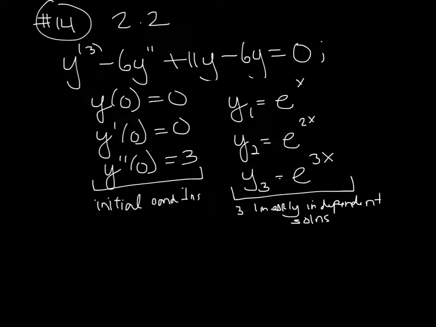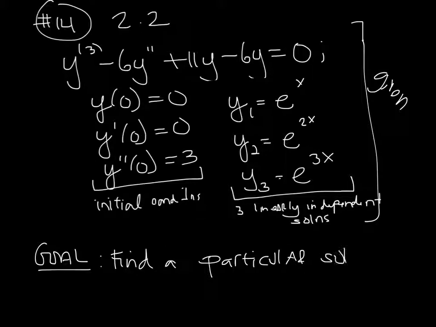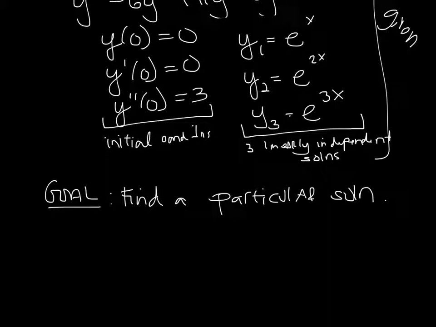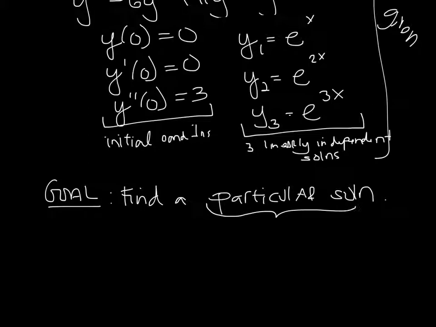So let's go ahead and start. This was all the given information. There's usually a given and a goal. So that's my given, and my goal is to find a particular solution. And we're going to denote our particular solution as y sub p. That's what the book calls it.